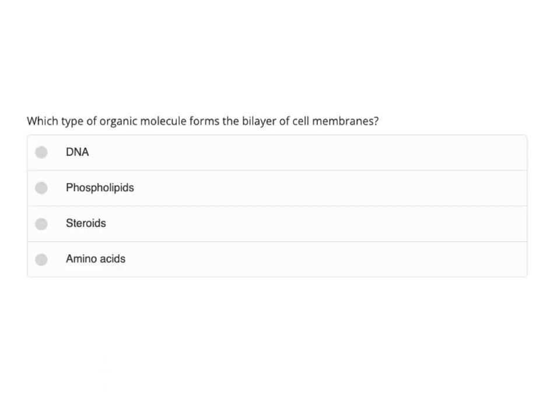Okay, so a quick question. Which type of organic molecule forms the bilayer of the cell membrane? Is it DNA, the phospholipids, the steroids, or the amino acids? It's the phospholipids.